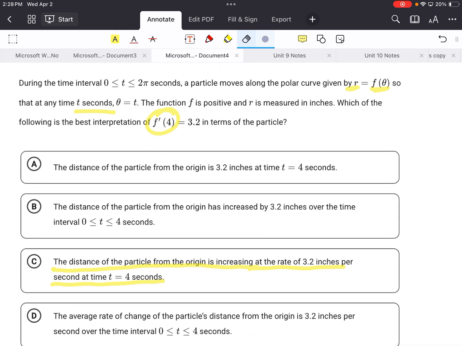On this one, which of the following is the best interpretation of? So they are giving us a polar function, a polar curve. R is equal to f of theta. So when you compare this to this, 4 is in place of theta. So 4 is the angle.